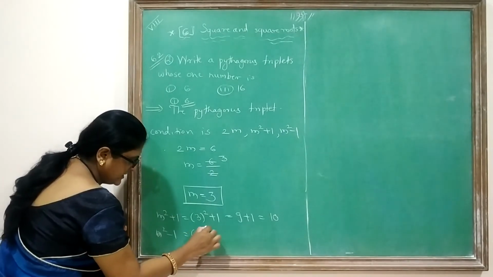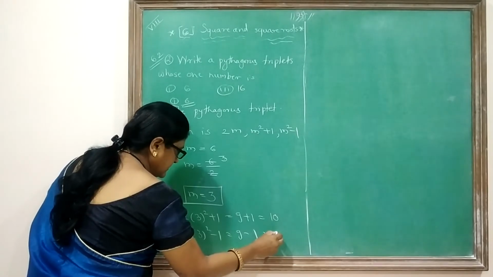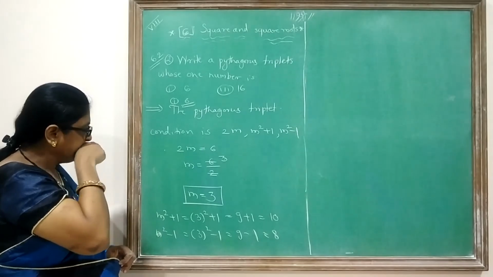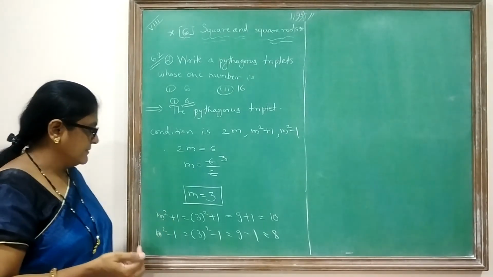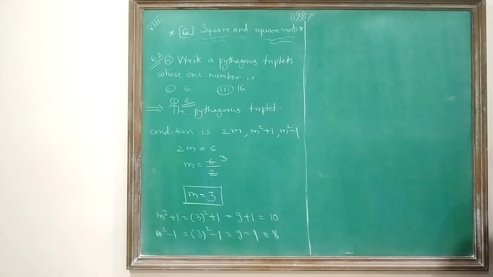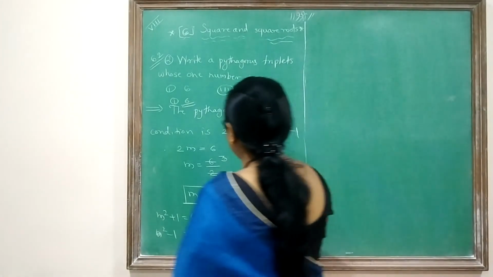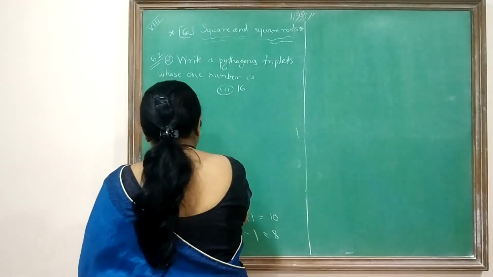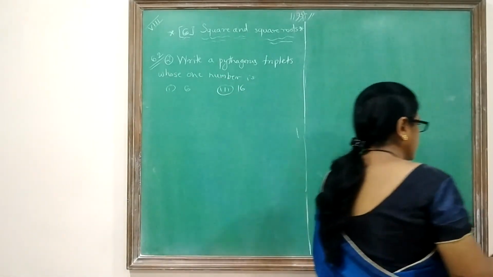That is 3² minus 1, that is 9 minus 1, that is 8. And these are called the Pythagoras triplet. Then see your next example. Your next example is 16.